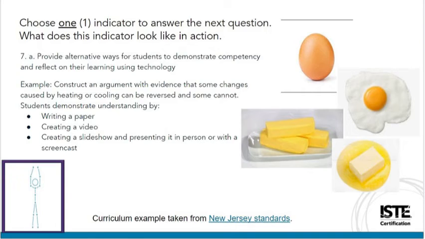A student is allowed to write a paper, create a video, or a slideshow and present it with a screencast. After the students have completed their product, they will submit a Flipgrid video that explains their process. Specific questions to guide the reflections are provided to the student. Once the assignment and Flipgrid video are reviewed, the teacher will record a video response to the student with feedback on their submission.